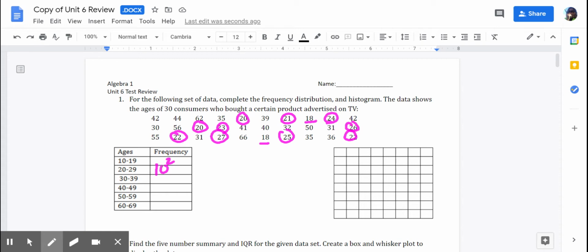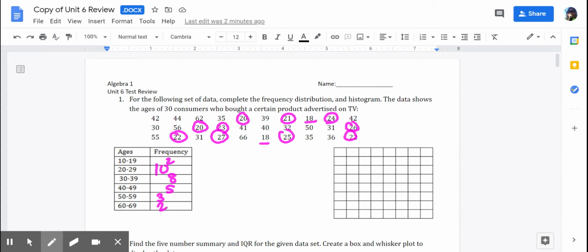We're going to continue to do this, so this would be a great time to pause the video and count these numbers. Okay, so you should get your frequency distribution to look as follows: 10 to 19, 2; 20 to 29, 10; 30 to 39, 8; 40 to 49, 5; 50 to 59, 3; and 60 to 69, 2.